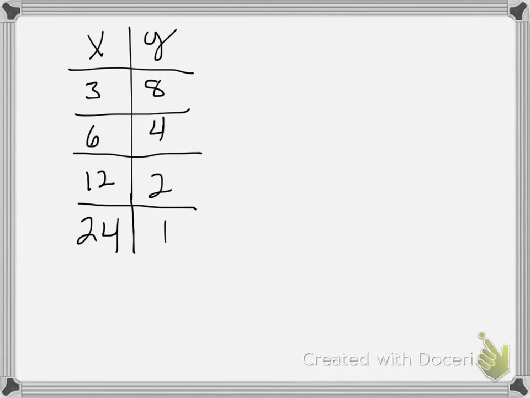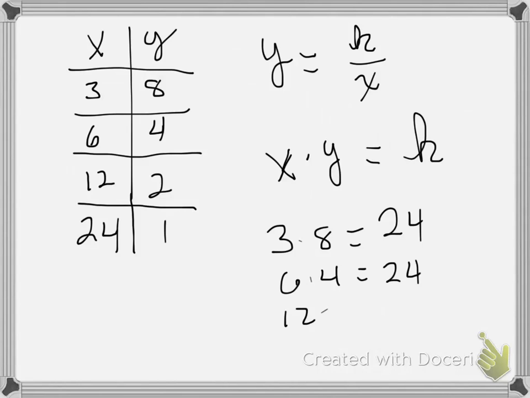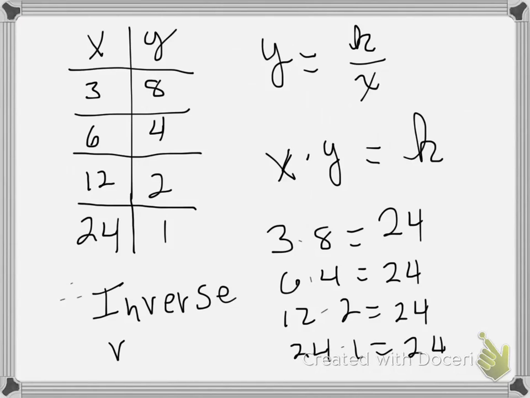Now, if we wanted to determine if this was inverse variation, remember that y is equal to k over x, where k is a constant. So x times y needs to equal k, the constant. So if I take 3 times 8, that equals 24. 6 times 4 is 24. 12 times 2 is 24. And 24 times 1 is 24. Therefore, this is inverse variation.